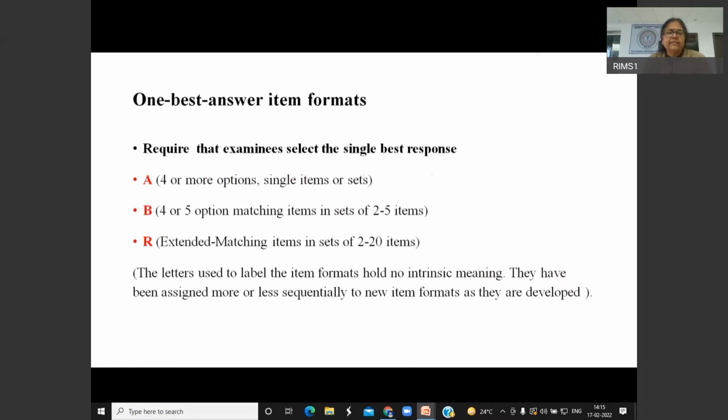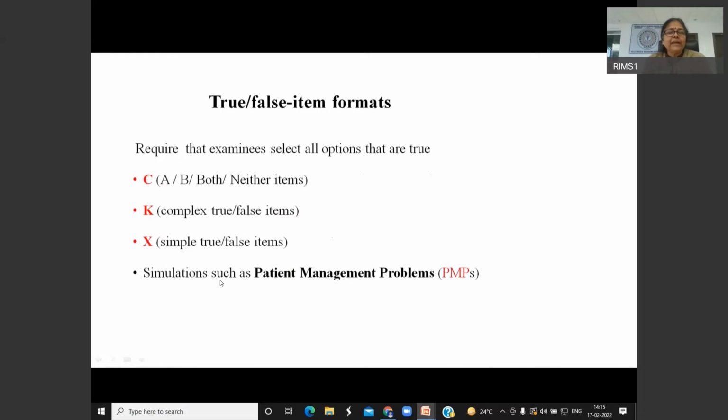Then let us go to the one best answer. Here we have seen that A, B, and R, three types are there. We have already seen it in the one-best format. And the true-false format has C, K, and X types, followed by PMP, that is patient management problems, showing a vignette with a case scenario, followed by options.